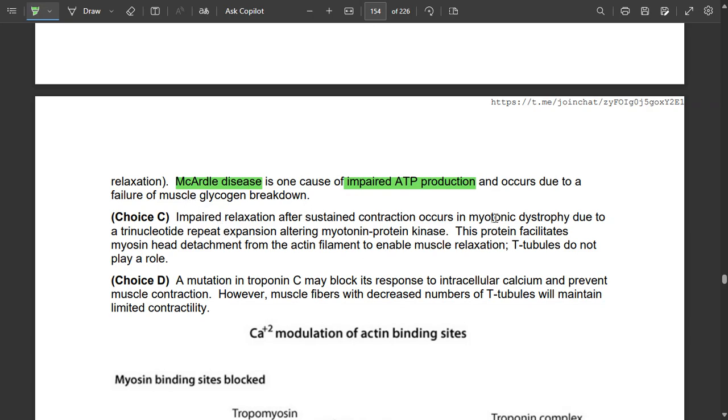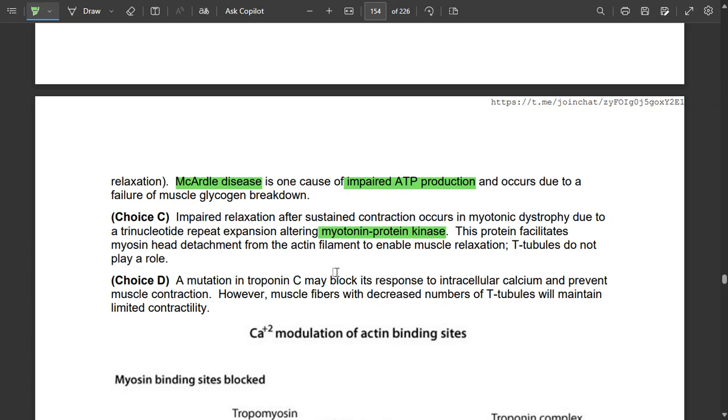Impaired relaxation after sustained contraction occurs in myotonic dystrophy due to trinucleotide repeat expansion altering myotonin protein kinase, so relaxation does not occur. The name itself implies it: myo means muscle and tonic means tone. There is always contraction of the muscles because of a lack of relaxation mechanism, because of the trinucleotide repeat that alters myotonin protein kinase. This protein facilitates myosin head detachment from the actin filament to enable muscle relaxation. T-tubules do not play the role.